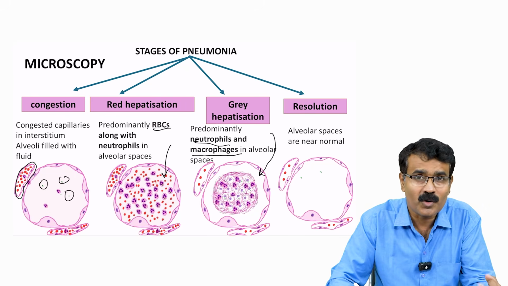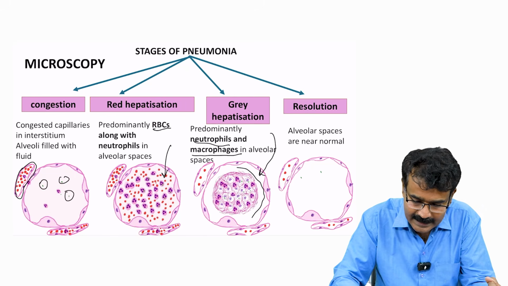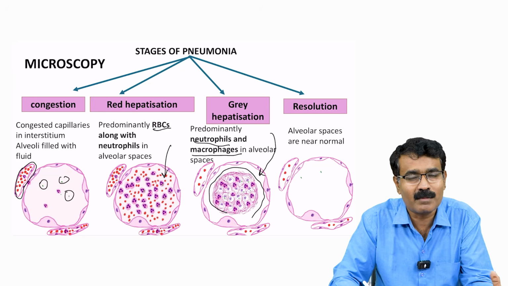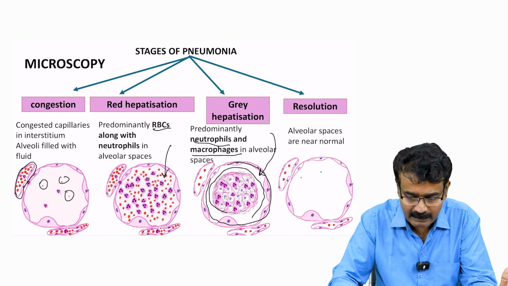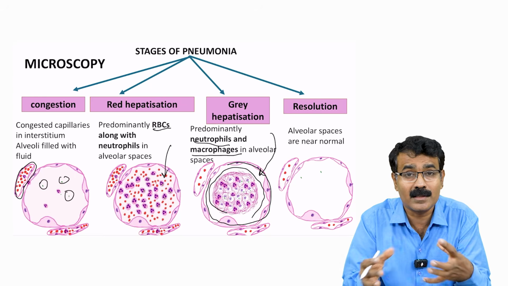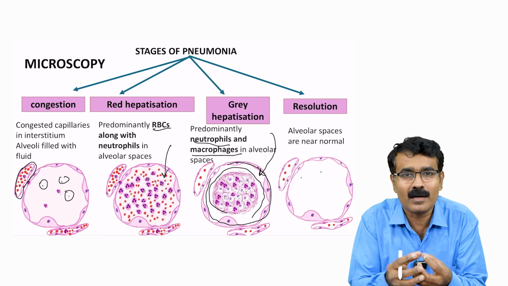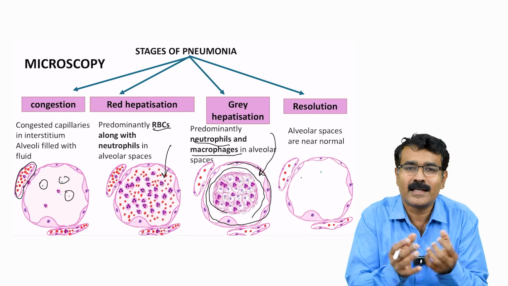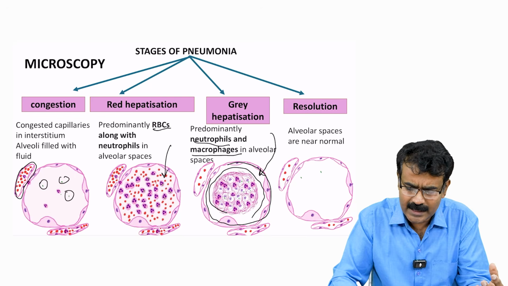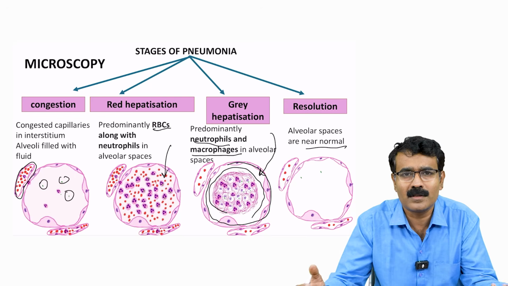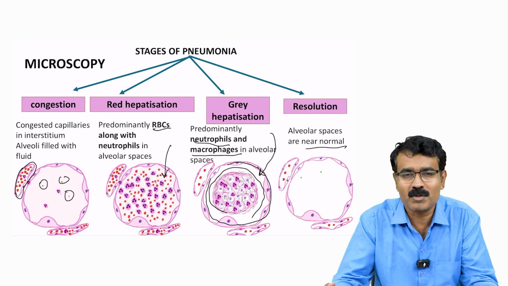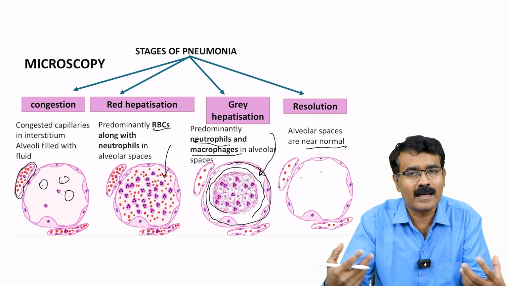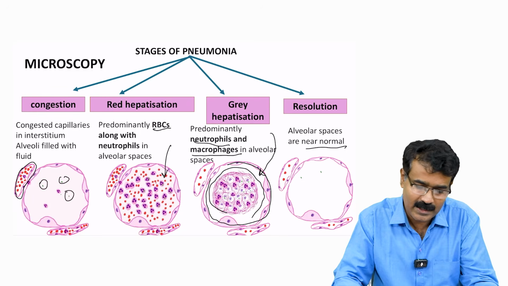Okay, and what is important to note is that you find a clear space between the collection of inflammatory cells and the alveolar wall and the alveolar lining. That's very important because the exudate is now being organized. That's the stage of gray hepatization. Whereas in the stage of resolution, almost all the inflammatory cells are taken off or devoured by the macrophages, and it comes back to normal. The alveoli look normal in stage of resolution.